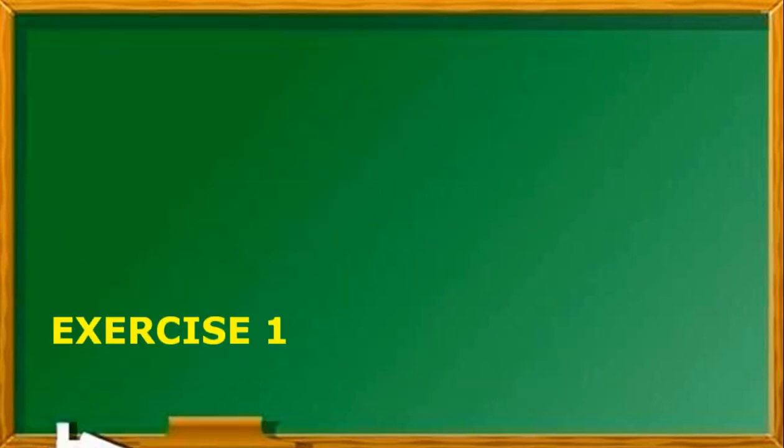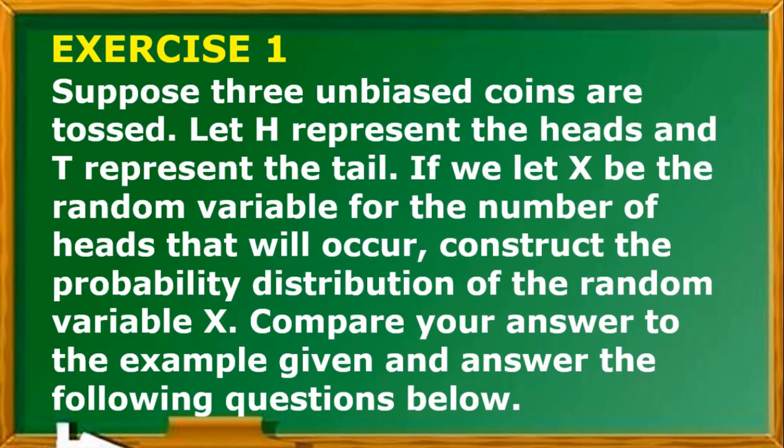Okay. So we move on to the exercise similar to example 1. Suppose 3 unbiased coins are tossed. What do we mean by unbiased? So the coin is a fair coin. Okay? So meaning there is no possibility for either a head or a tail to come out to a disadvantage of either a head or a tail. So unbiased coin, meaning there is no element of bias.